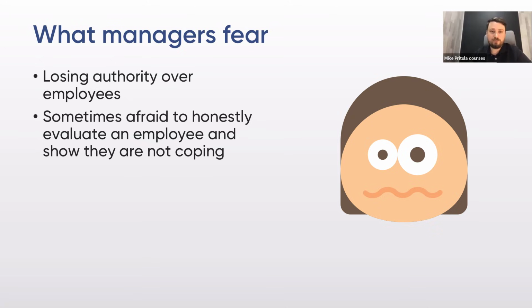Or conversely, they are afraid to honestly and truthfully evaluate an employee and show them that they are not performing well. Because the manager's evaluation in a 360-degree assessment is not hidden. It is not anonymous, it is very specific. That is, among the assessments for each competency, there will be the manager's evaluation. They might also be afraid to give an honest assessment. What subordinates fear when evaluating their managers?